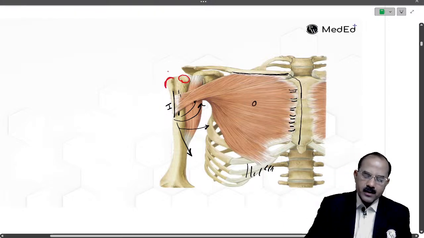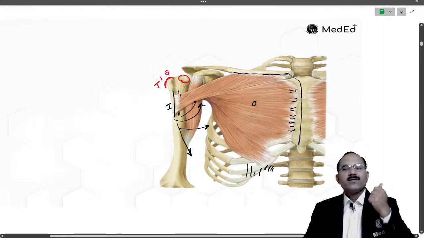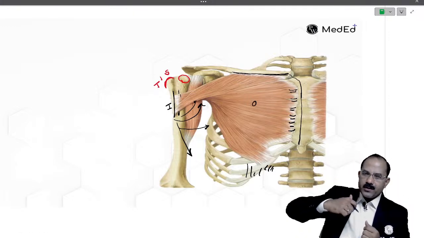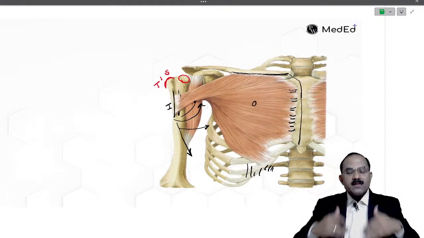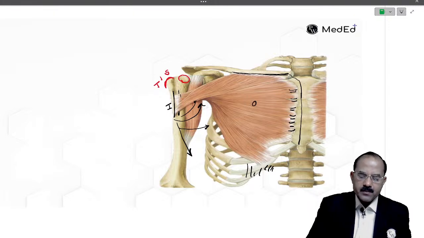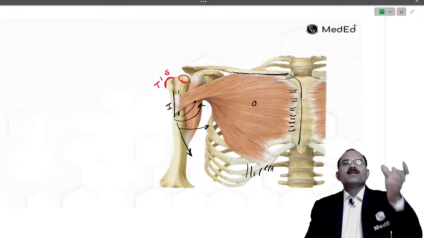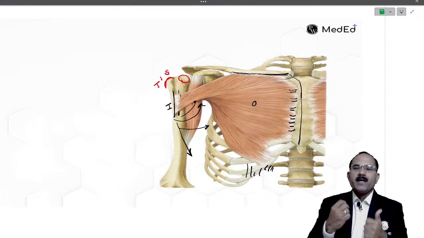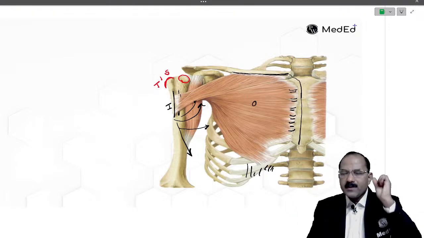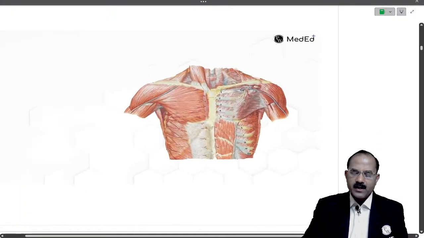This is the greater tubercle. Three muscles are attached here. One is supraspinatus, the second is infraspinatus, and the third one is teres minor. The action of supraspinatus is abduction from 0 to 15 degrees. That is initiation of abduction. And what is the action of infraspinatus and teres minor? It does lateral rotation at the shoulder joint. The subscapularis does medial rotation, supraspinatus does abduction, infraspinatus and teres minor do lateral rotation. Together, these four muscles are known as rotator cuff muscles. Okay, we'll come to that later.